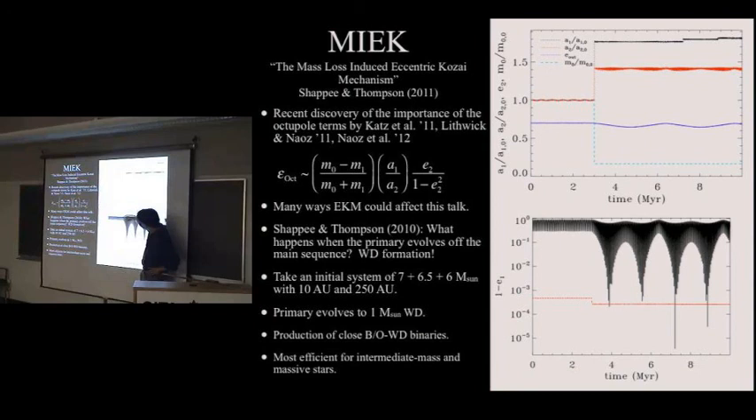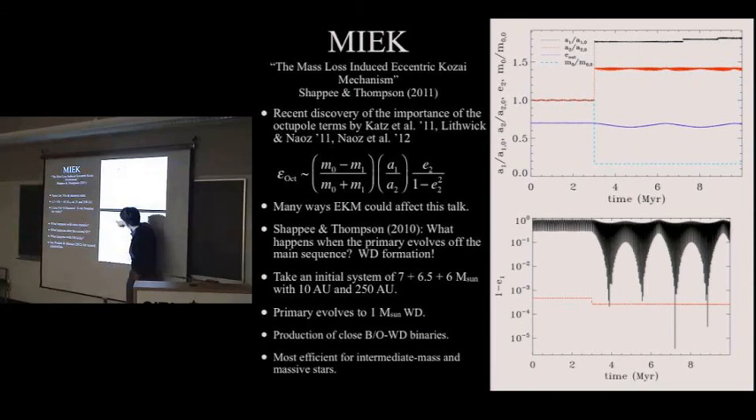So here's normal Kozai oscillations, then the neutron star is born, and then goes diving to the photosphere, basically, of the secondary, which in this case is a 10 solar mass star, and on a timescale that's a fraction of a megayear.